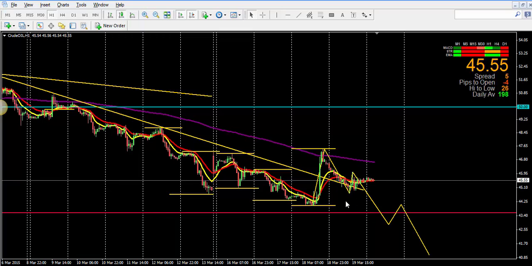A break of this support, and you can also put your sell stop below 44.25. So you can pyramid. One order activated here goes in favor. Second order activated here. So it's a double-edged sword here. It's going to act as a double-edged sword.